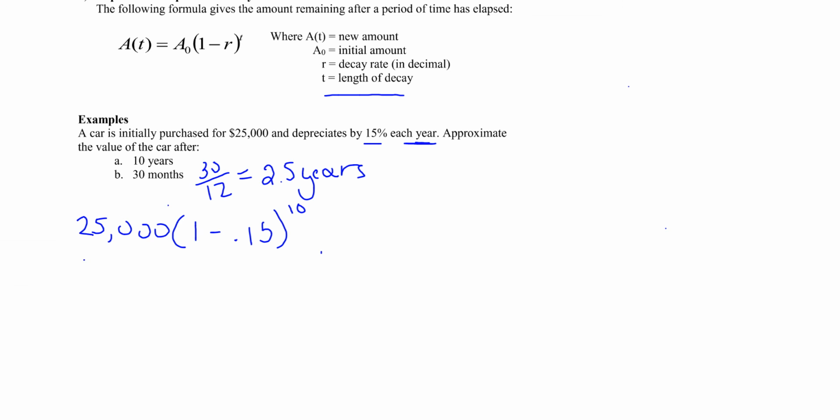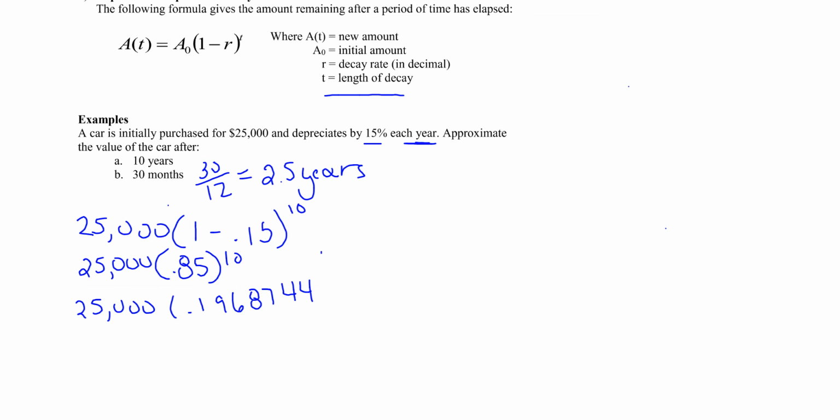So when I do the subtraction, I get 25,000 times 85 hundredths raised to the power of 10, which gives me 25,000 times 0.1968744043. And after 10 years, the car is worth approximately $4,921.86.